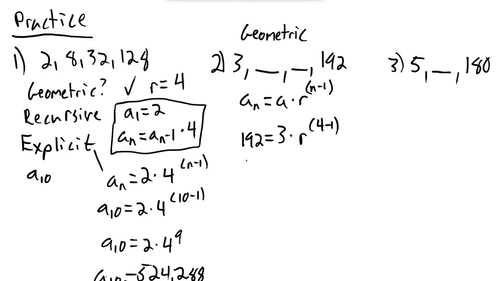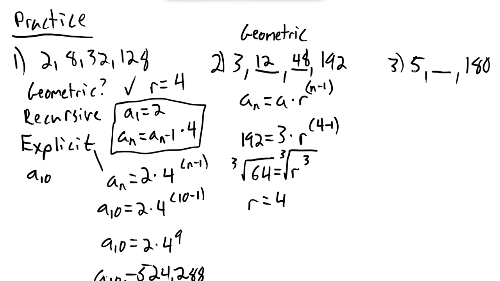Let's divide this by 3. So we get 192 divided by 3 gives us 64. So we know that 64 is equal to our ratio cubed. How do we get rid of that cube? Well, we're going to take the cube root. And the cube root of 64 is going to give us r is equal to 2, not 2, 4. This is what happens when you do math in your head and not in a calculator. So we get r is equal to 4 here. Now, all we're going to need to do is multiply each of these terms by 4 to get to the next one. 3 times 4 is going to give us 12. 12 times 4 is going to give us 48.